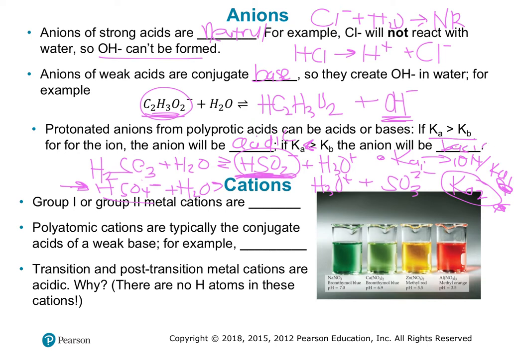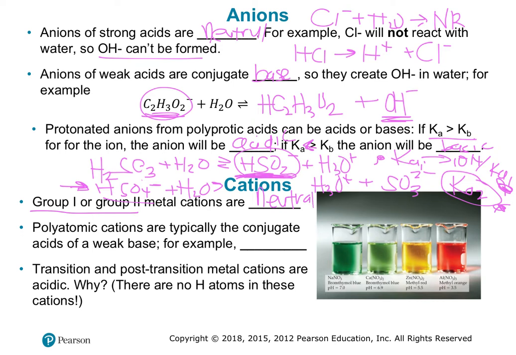So basically, if it's more strongly acting like a base, like on the top one, then it's going to be basic. If it's more strongly acting like an acid, it will be acidic. So that's the gist of that. For cations, there are some general rules. Cations are positively charged. So any group 1 or 2, the alkali or alkaline earth metals, are always going to form neutral. They're never going to affect the acidity.